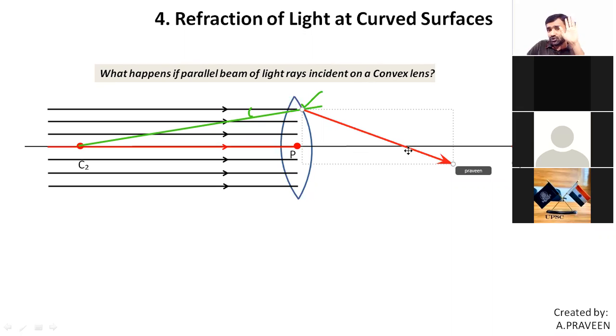Is it clear? Any confusion? If nothing, I'll go for another normal here for the very bottom ray. Here it is the normal. So it is below the principal axis, below the normal. That light ray is below the normal. So here I am drawing the ray after refraction. Does it go upward or downward after refraction?